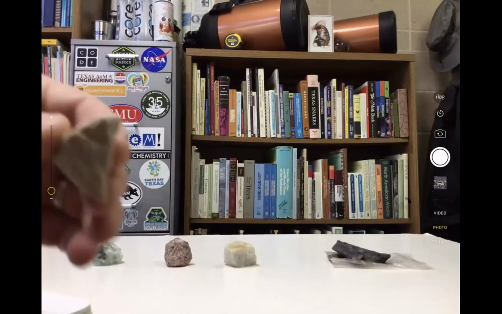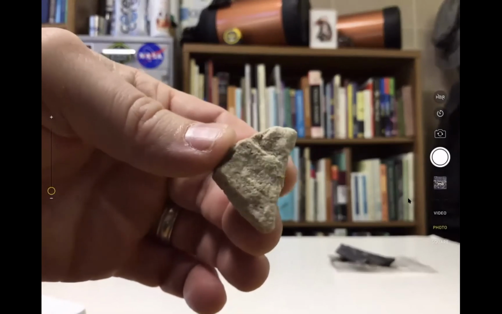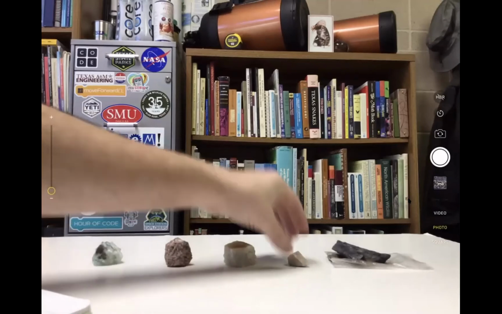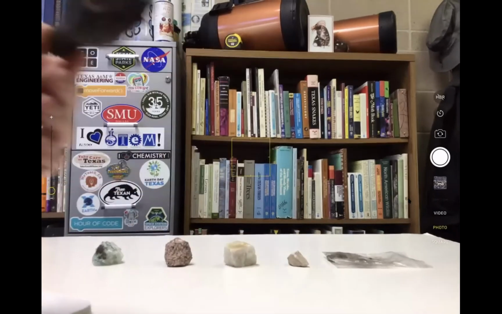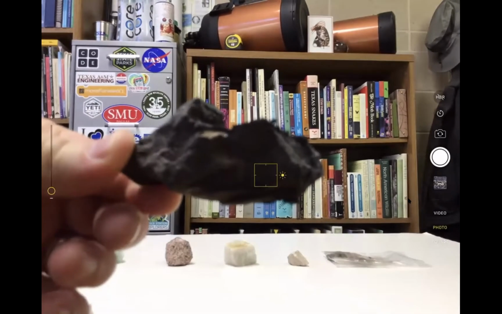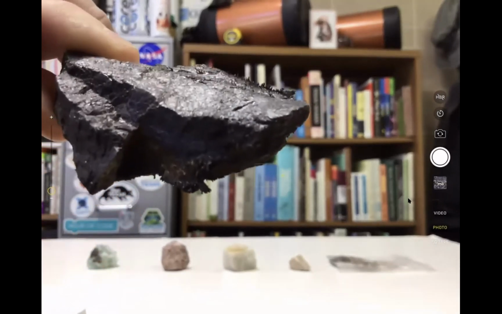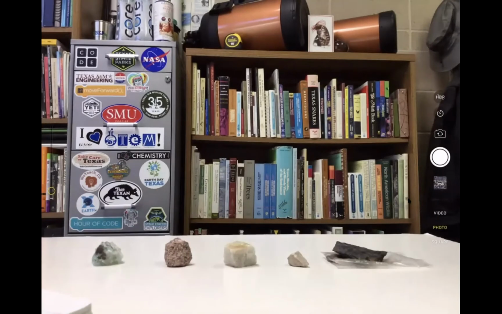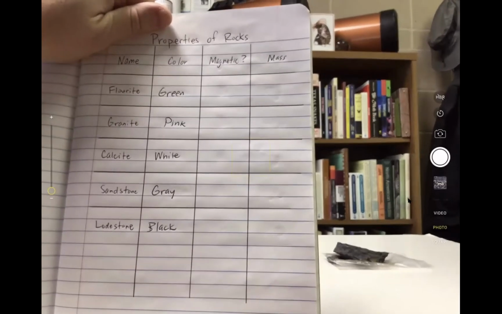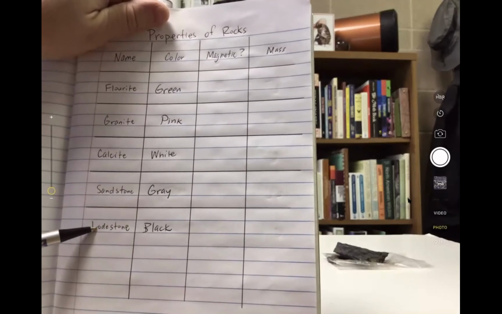And then we have sandstone, which is kind of gray to me. So I'm going to write gray. And then last we have the lodestone, which is black, almost pure black. So let me write black here. So there I've got that first column of my notebook completed. Fluorite is green, granite is pink, calcite is white, sandstone is gray, and lodestone is black.